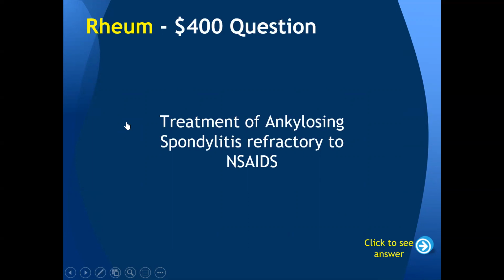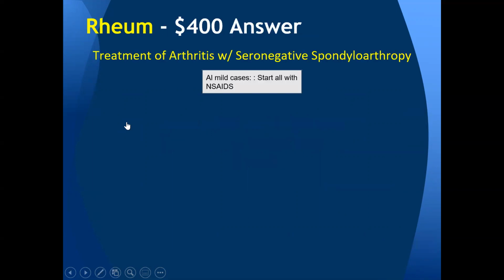TNF alpha. So we got some minuses, we got some pluses. So it is TNF alpha. So you guys had it, but there's a different seronegative spondylarthropy. So treatment for seronegative spondylarthropy is all mild cases.